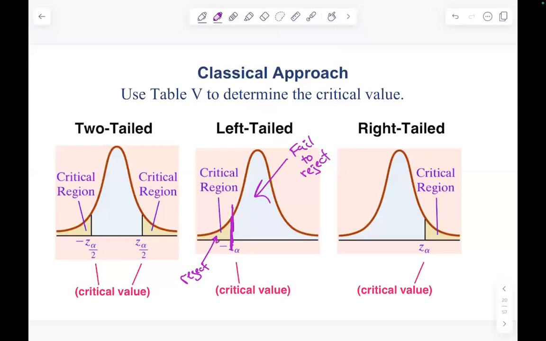Notice that these z-scores right here are z sub alpha divided by 2. That's because I had to break my alpha into 2 pieces, so that half of it is above the confidence interval and half of it is below. The other 2 only have one side of it, so I just used the whole alpha.